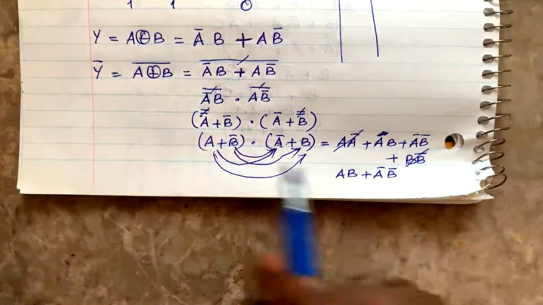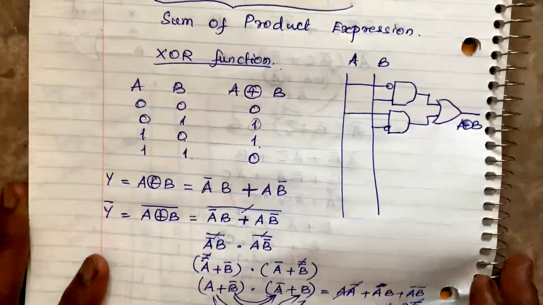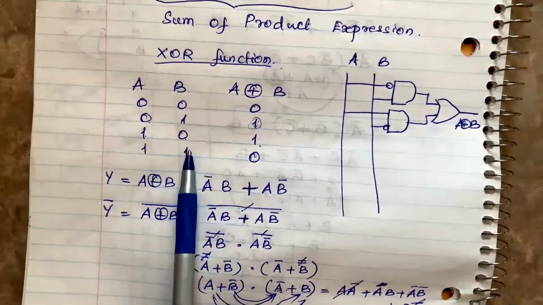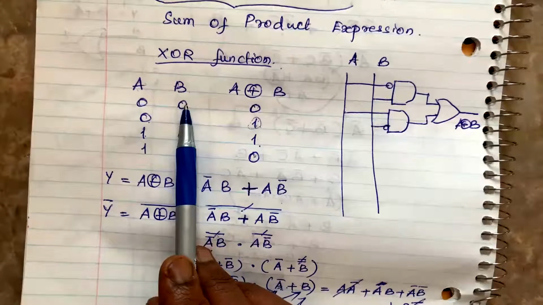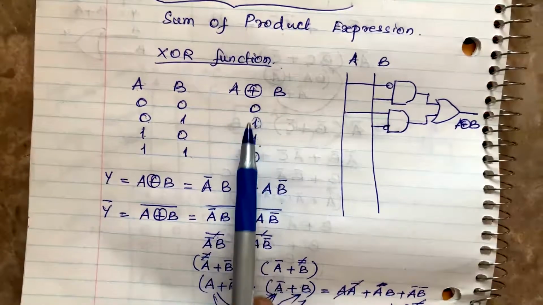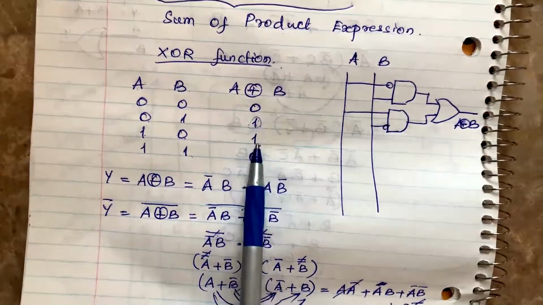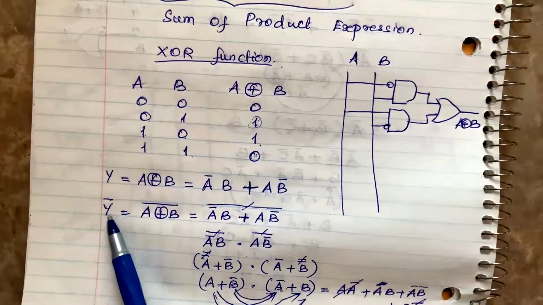So where is AB? AB is here in the truth table, and A bar B bar is here. Therefore, they are going to have 1, and 0 otherwise. So zeros should be changed to ones and ones should be changed to zeros to get the complement of the original function.